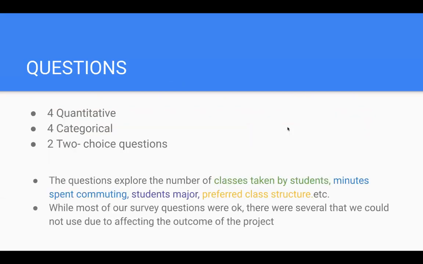Some of the questions that we asked in this survey included 4 quantitative, 4 categorical, and 2 two-choice questions. These questions explored the number of classes taken by students, minutes spent commuting from home or work to the school, along with the student's major and preferred class structure, as well as a couple of others as well.